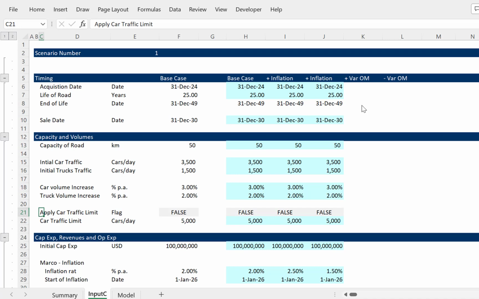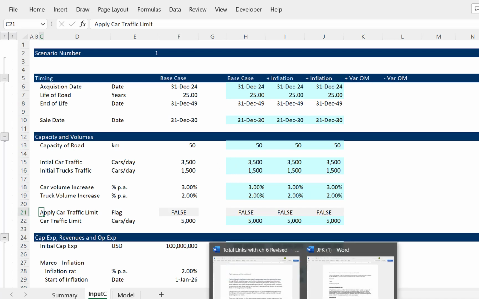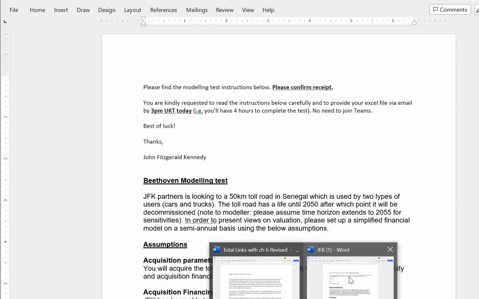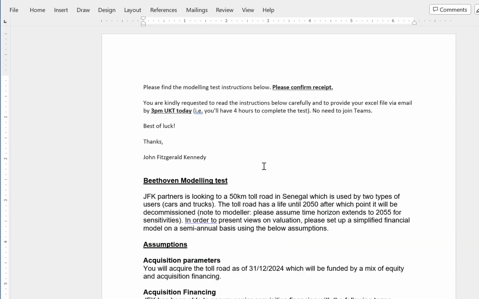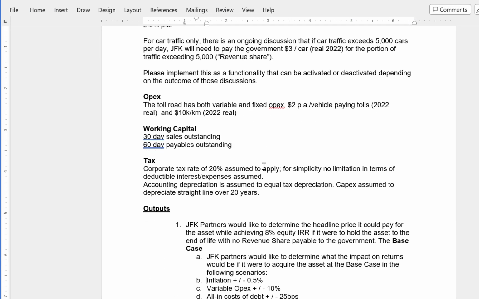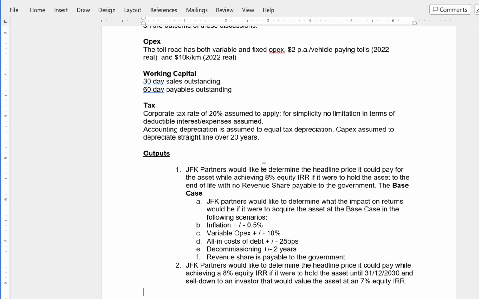Okay, and I suppose you could do this with copy and paste too, but here at the very end they said, well, we want to do all of these scenarios. It was very unclear to me. Maybe it was very clear to you. They would like to know what price you could pay if it were the whole asset at the end of the life payable to the government. And it was whether they want it or not.